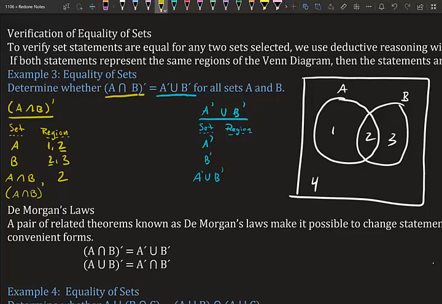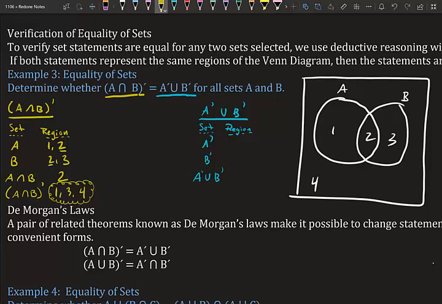Now we need to do the complement of that. So all the regions that exist with two sets are 1, 2, 3, and 4. So if where they meet is region 2, I want to know what regions are not region 2. So that's 1, 3, 4. So this is what we're going to look at because that's our final answer in regions for the complement of A intersection B.